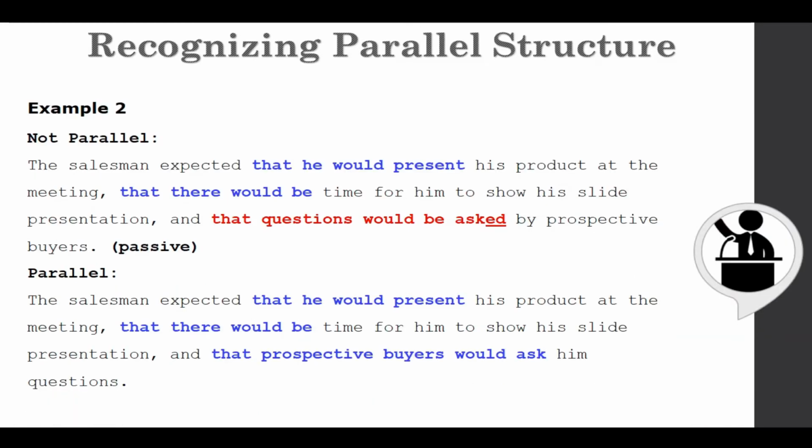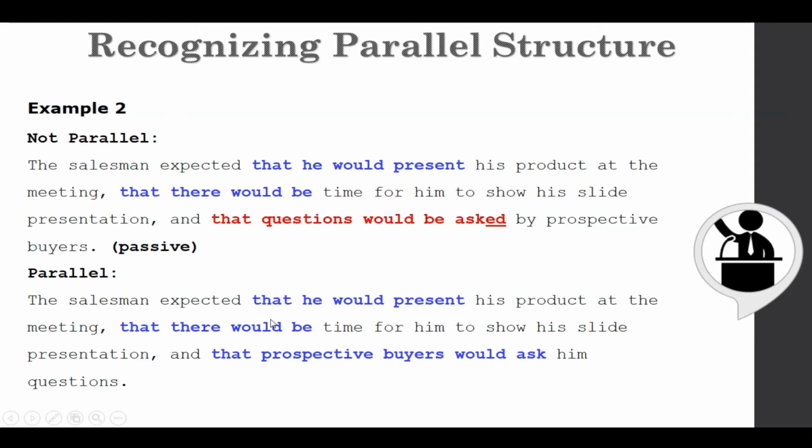Let's look at this last one. The salesman expected that he would present his product at the meeting, that there would be time for him to show his slide presentation, and that questions would be asked. Suddenly, I have a passive verb here. Okay, look at the correct way. The salesman expected that he would present his product at the meeting, that there would be time for him to show his slide presentation, and that prospective buyers would ask him questions. This is the correct way.